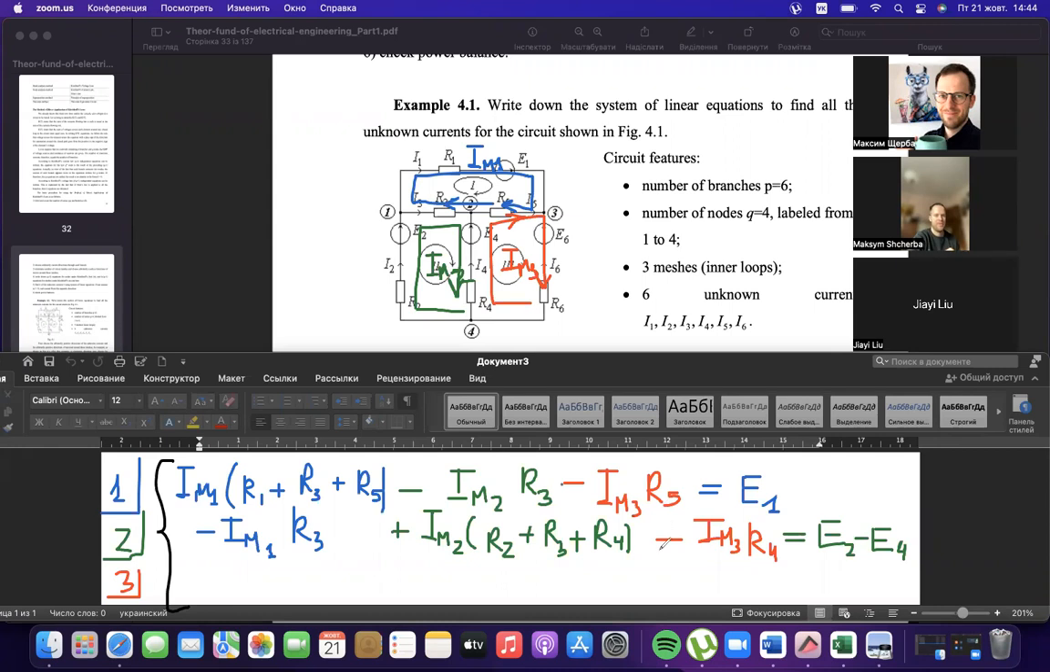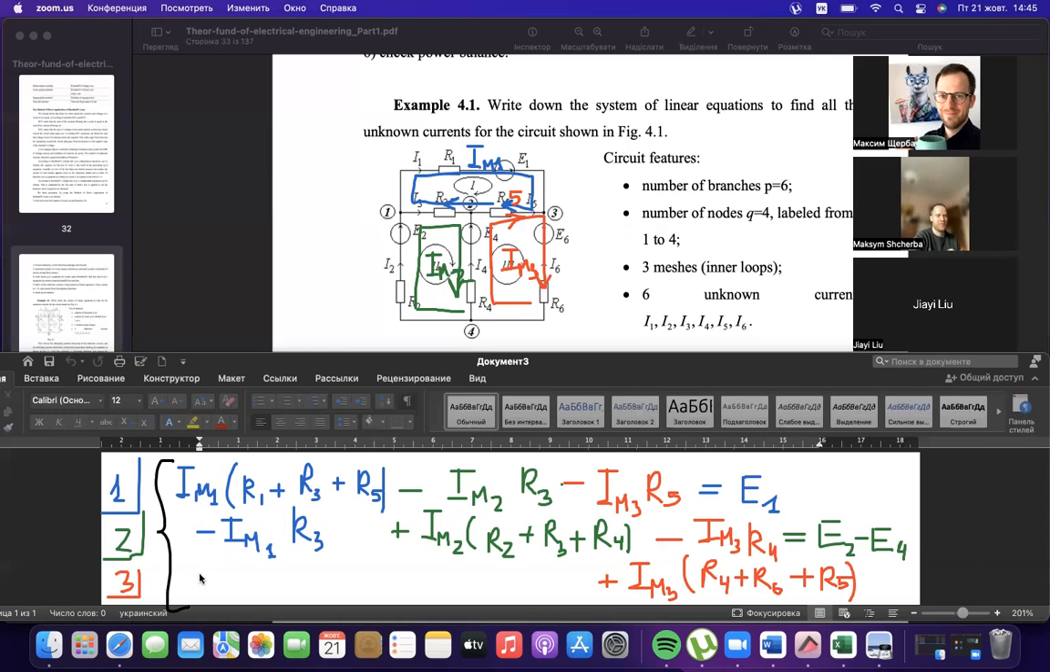Maybe plus IM3 multiplied by R4 plus R6 plus what? R5. Yeah, R5, because I drew the index names so that I understand that you don't see it. R5. Okay, then.